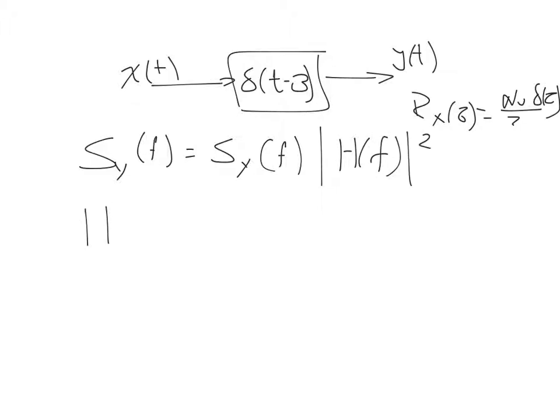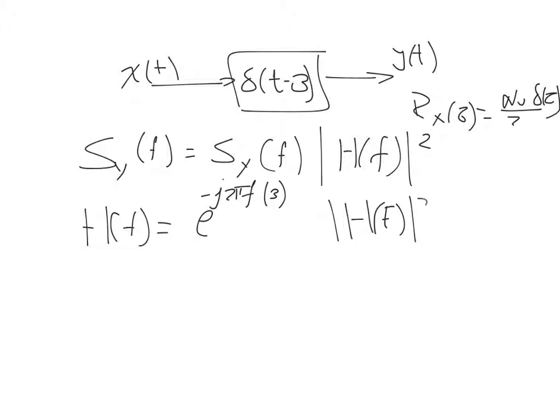So, what's H of f? Number 1. The Fourier transform of delta of t minus 3. What's the Fourier transform of delta of t minus 3? So, it's basically e to the minus j 2 pi f times 3, which is t naught, right? 3. Okay? And then if you want to get the magnitude squared, this is 1 squared. Yeah, it's basically equal to 1. Okay? So that's one thing. We know this one. What's Sx of f?